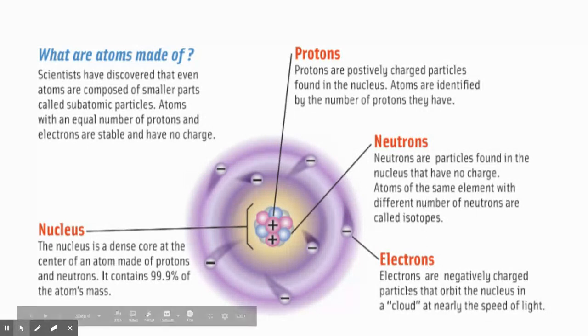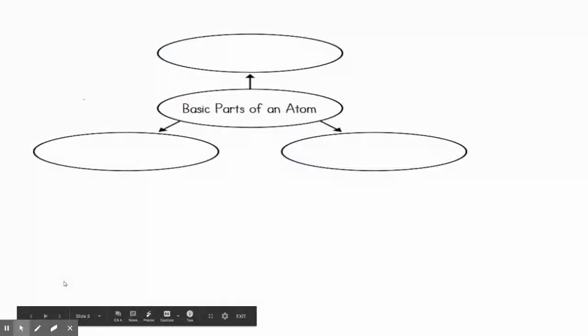Electrons are in the electron cloud, and they circle around the outer parts of the atom. The nucleus is on the inside, in the middle, and it contains 99.9% of the atom's mass. This is where the mass comes from. And the nucleus has protons and neutrons in it.